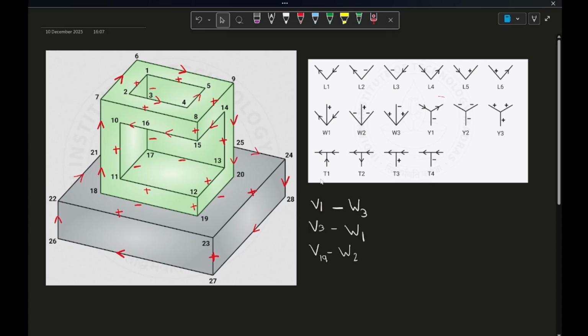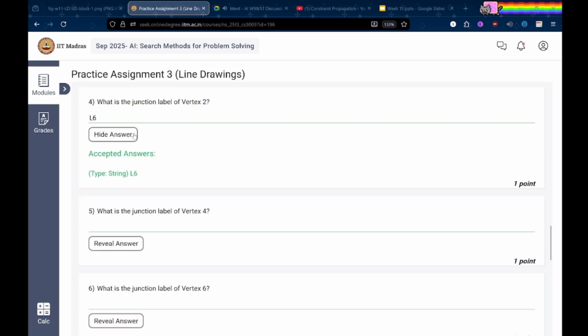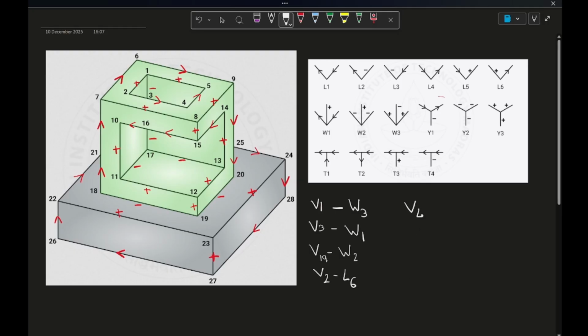Vertex 2, vertex 4, of course, ask everything. Vertex 2 is this, right? It's an L junction with positive and arrow. Positive and arrow is L6, this one. L6, no? Arrow is outgoing. Okay, right. Yeah, L6. We have a plus and an outgoing, so vertex 2 is L6. Cool.